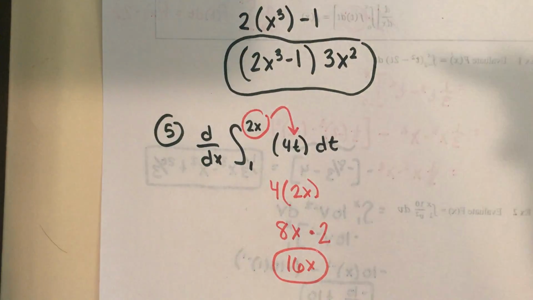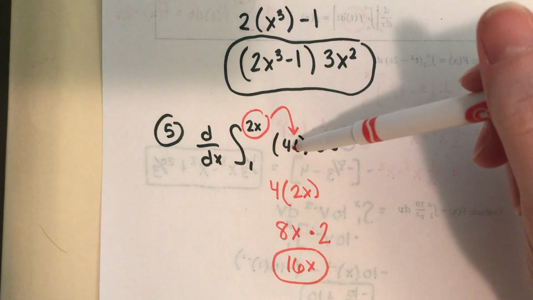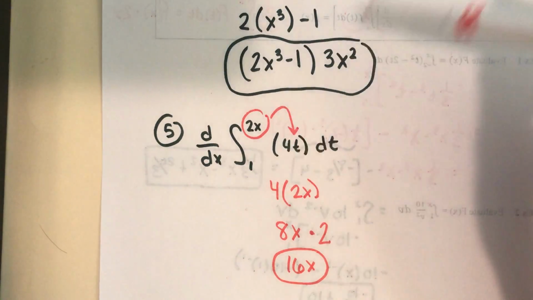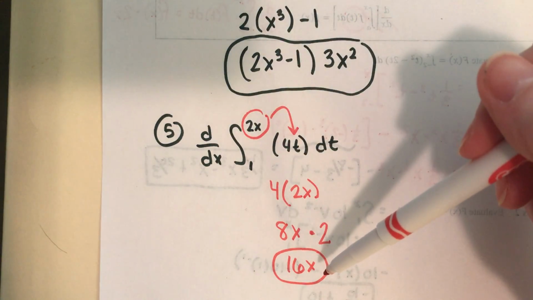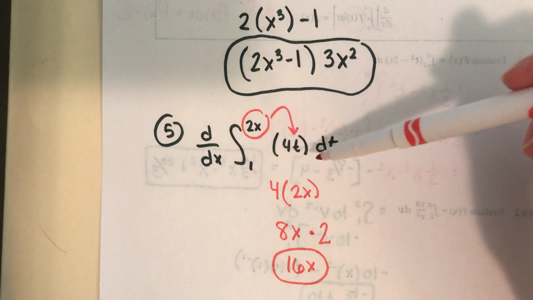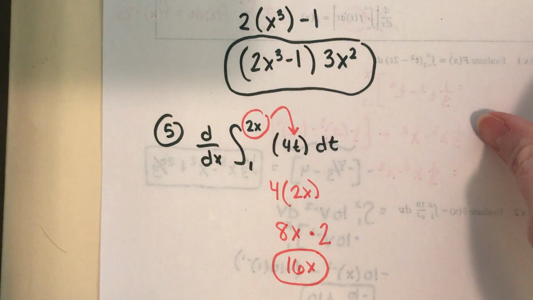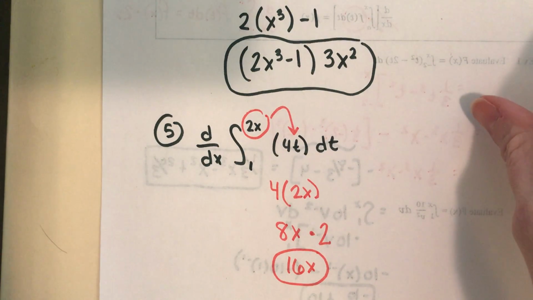Now, the long way to do this would be to do all the work, right? You take the integral, do top minus bottom, and then take your derivative. You'd get the same answer. But this is the shortcut, and this is called the second fundamental theorem of calculus.